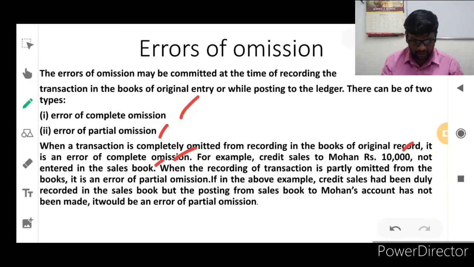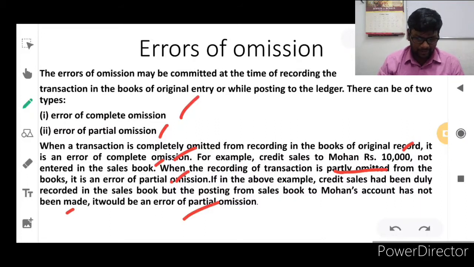When the recording of a transaction is partially omitted from the books, it is an error of partial omission. In the above example, if the credit sales had been duly recorded in the sales book, but the posting from the sales book to Mohan's account has not been made, it would be an error of partial omission. Errors of omission.